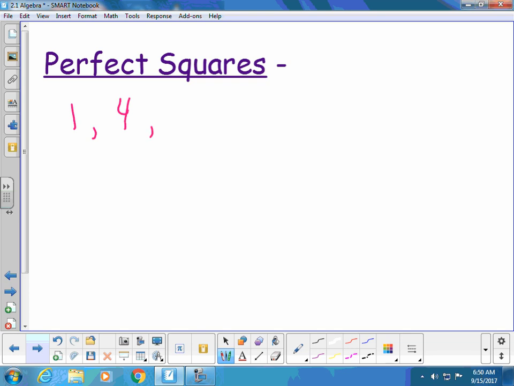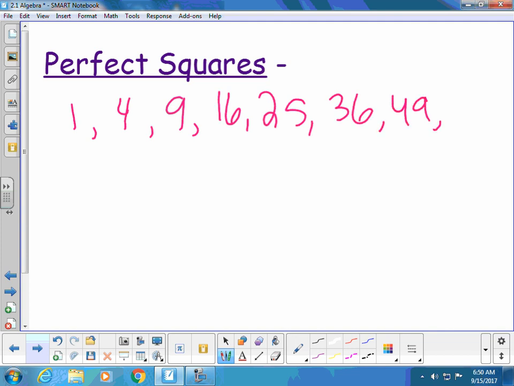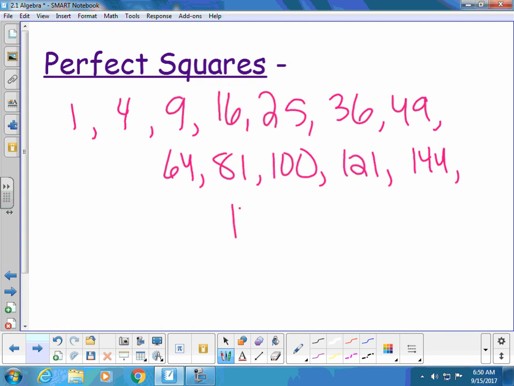So just completing our list, 9 would be next, because it's 3 squared, so square root of 9 is 3. 16, 25, 36, 49, 64, 81, 100, 121, that's 11 squared. The square root of 121 is 11. 12 squared is 144. 169 would have a square root of 13. 196 would have a square root of 14. And 225 would have a square root of 15.